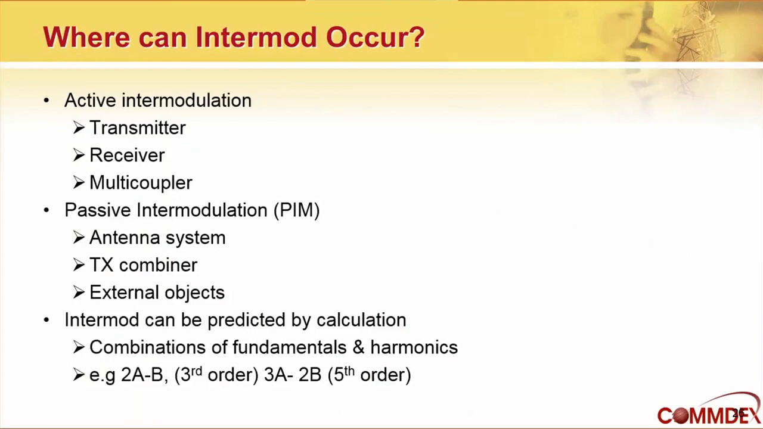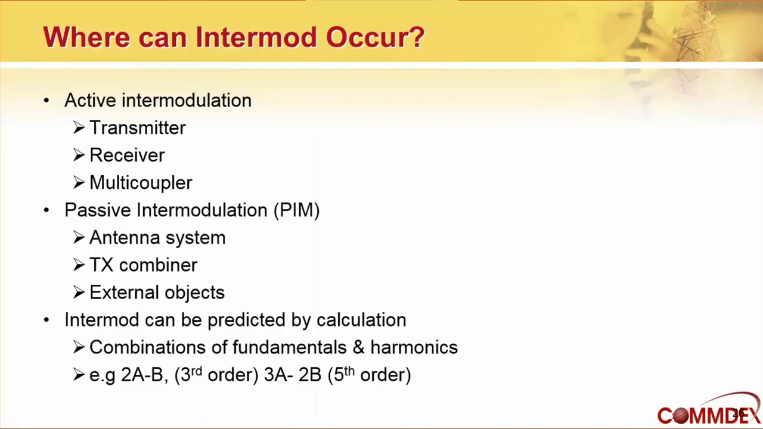Passive intermod: you may hear the term PIM and PIM rated devices. So intermod can actually occur where there's no amplification. It can occur in connectors, it can occur in your antenna, in your transmitter combiner, which is a passive device, or even external devices. It's been known to occur on fence posts, on bad grounds, on tower junctions, on welds where dissimilar metals are present.